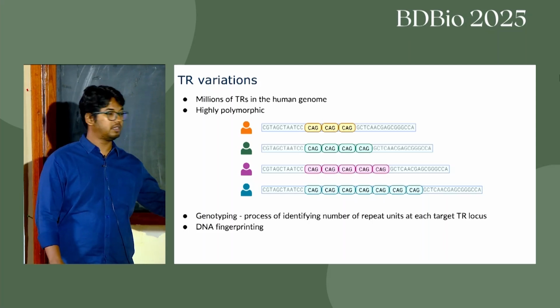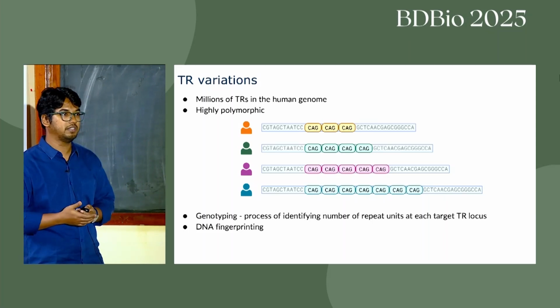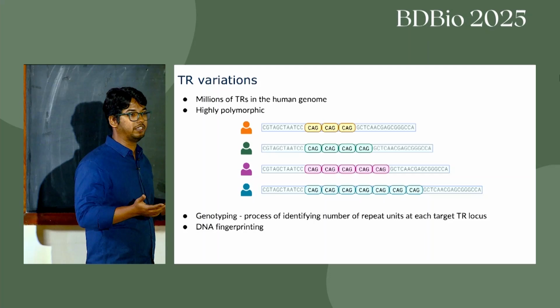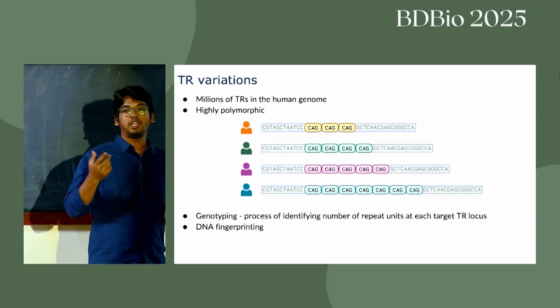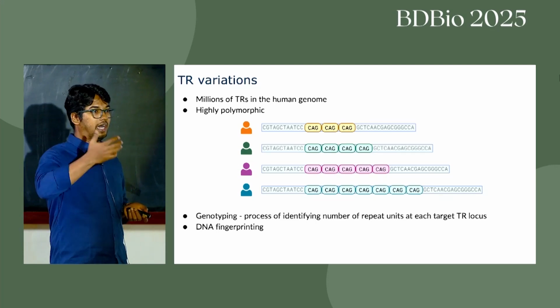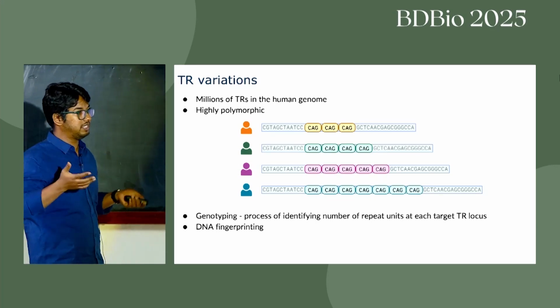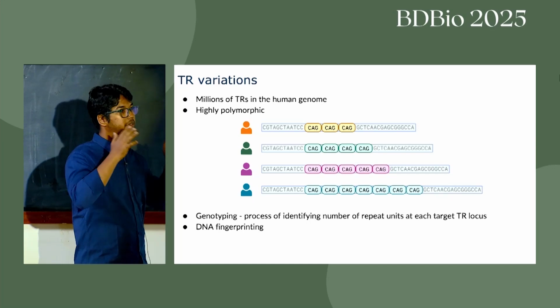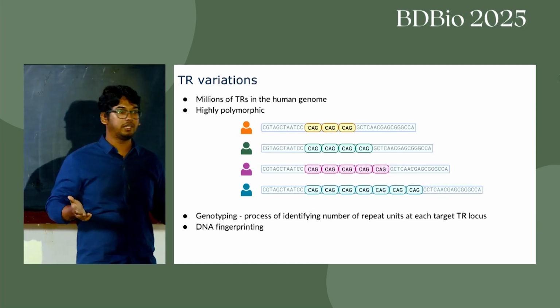And it has very interesting applications. One of the most famous is called DNA fingerprinting, where essentially what you do is you look at a certain set of 13 loci, and you ask how many repeats are present at each of these 13 loci. And it turns out that particular combination of genotypes is unique to an individual.